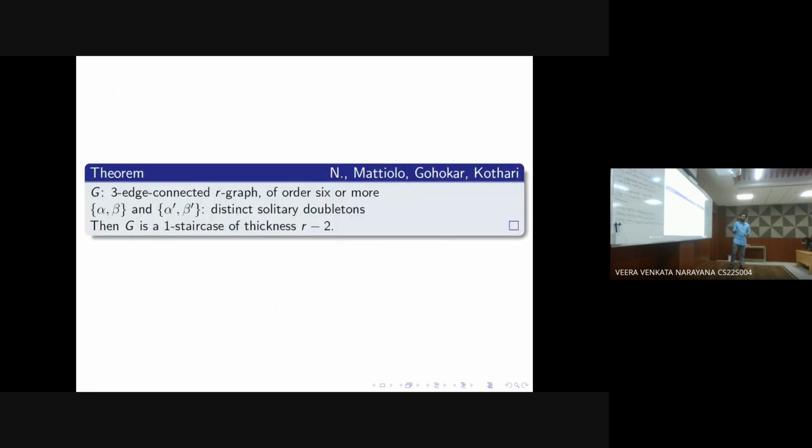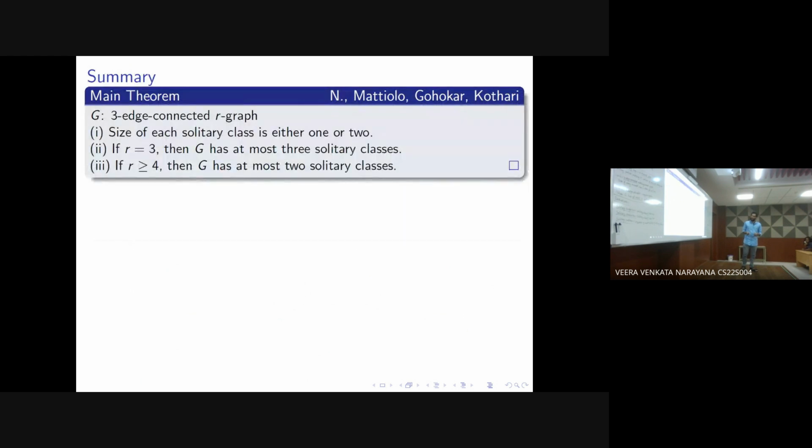Just to recall, we gave a proof sketch of this: for any 3-edge connected R graph, if it has at least 2 solitary doubletons, then G is a staircase of thickness organized. So here is a summary. We proved that for any 3-edge connected R graph, if R is 3, then it has at most 3 solitary classes. If R is at least 4, it has at most 2 solitary classes, and the size of each such class is either 1 or 2. Therefore, we get the bounds. The number of solitary edges in the case of R equal to 3 is 6, and if R is at least 4, it's 4.